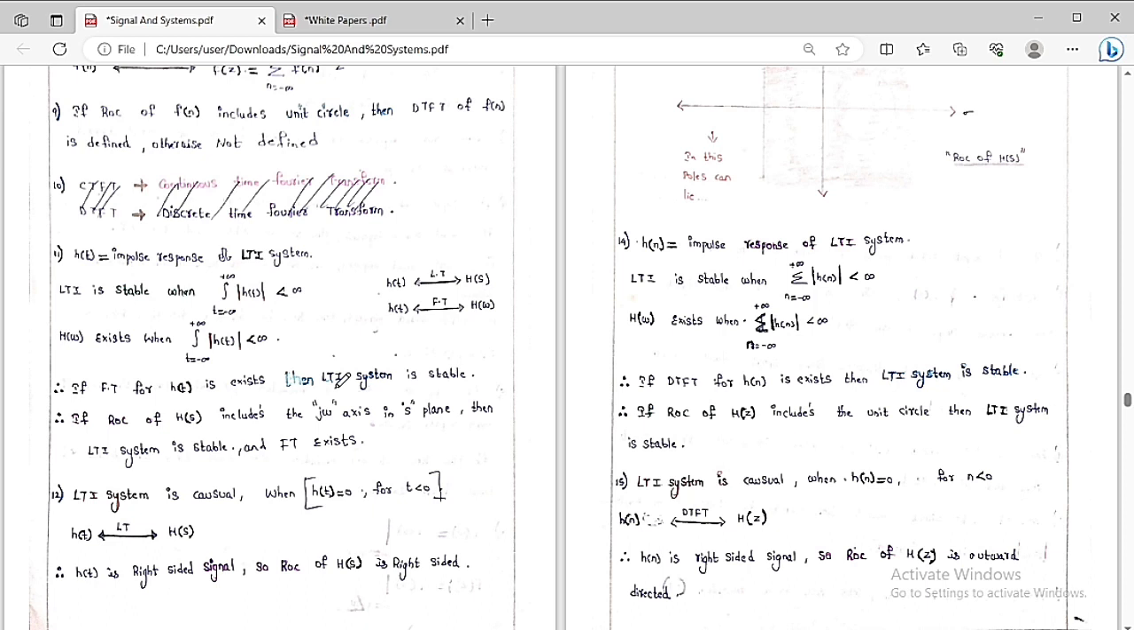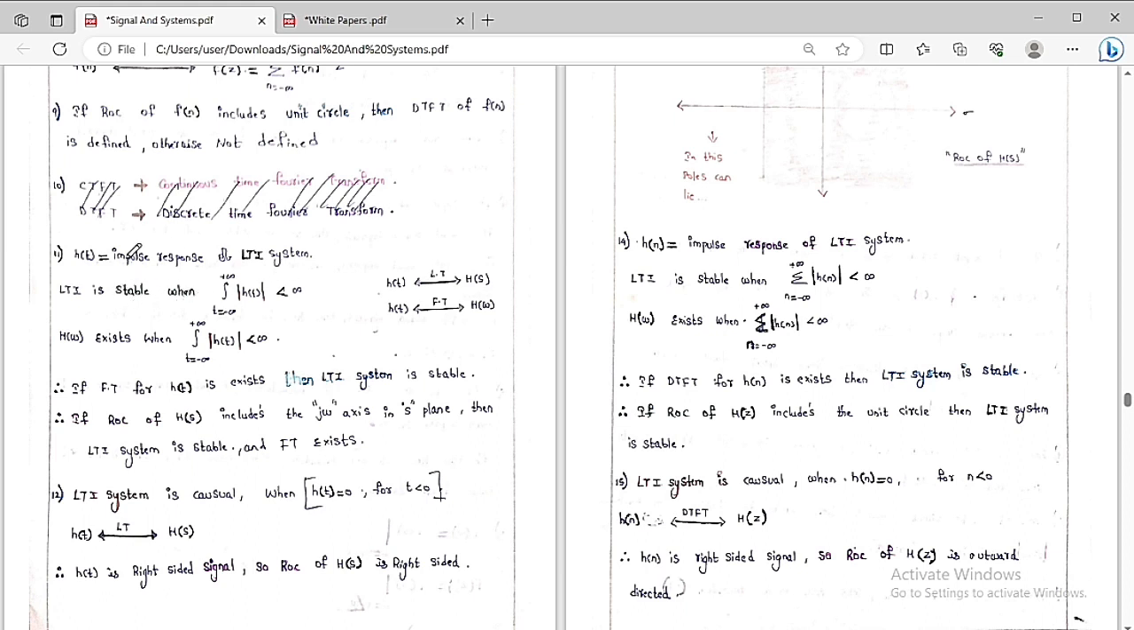Only when h of t is absolutely integrable can we say that the system is stable. Similarly, the Fourier transform for h of t is going to exist only when h of t is absolutely integrable. So suppose the Fourier transform for a signal h of t exists, then definitely we can say the system is stable. Or we can do vice versa also.